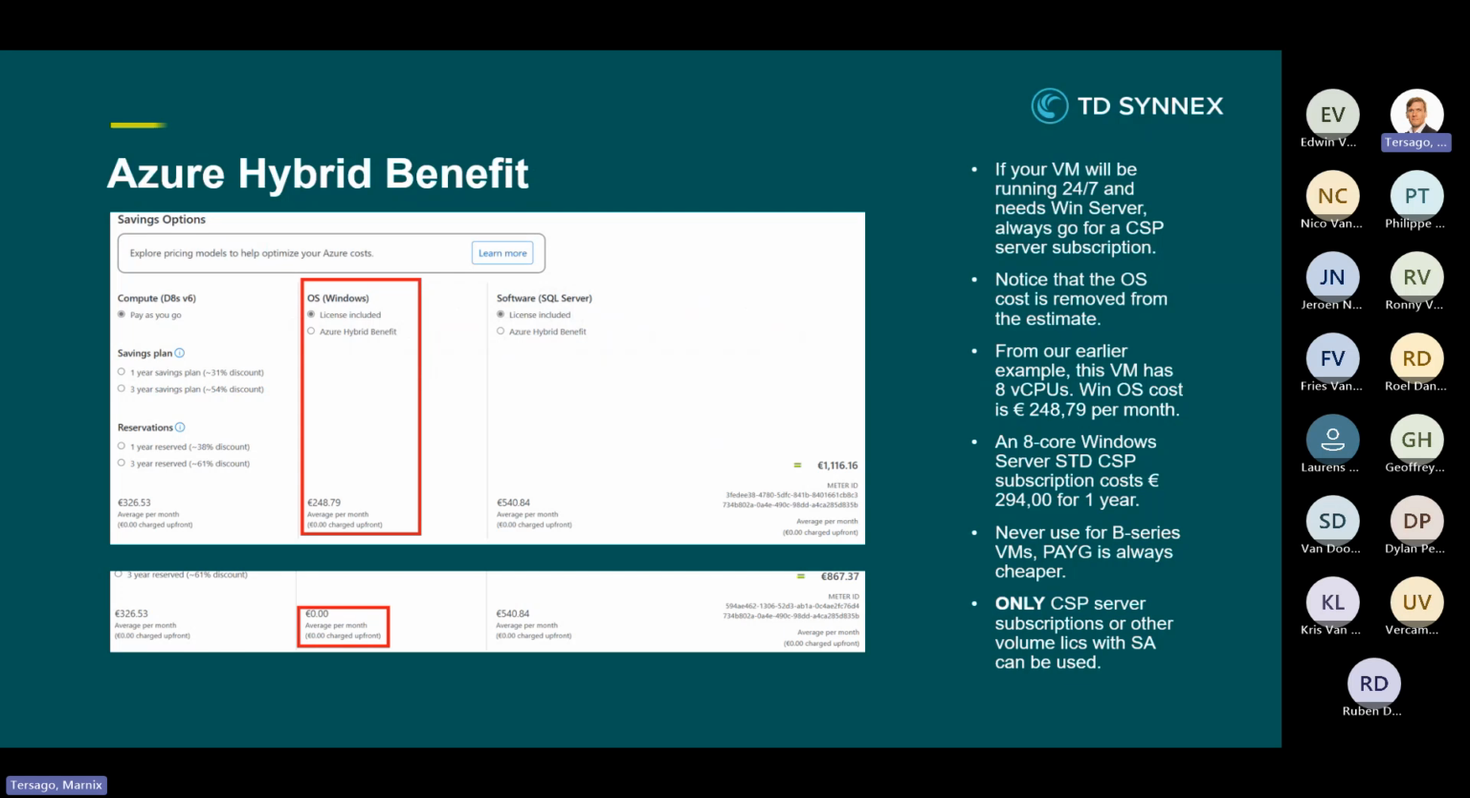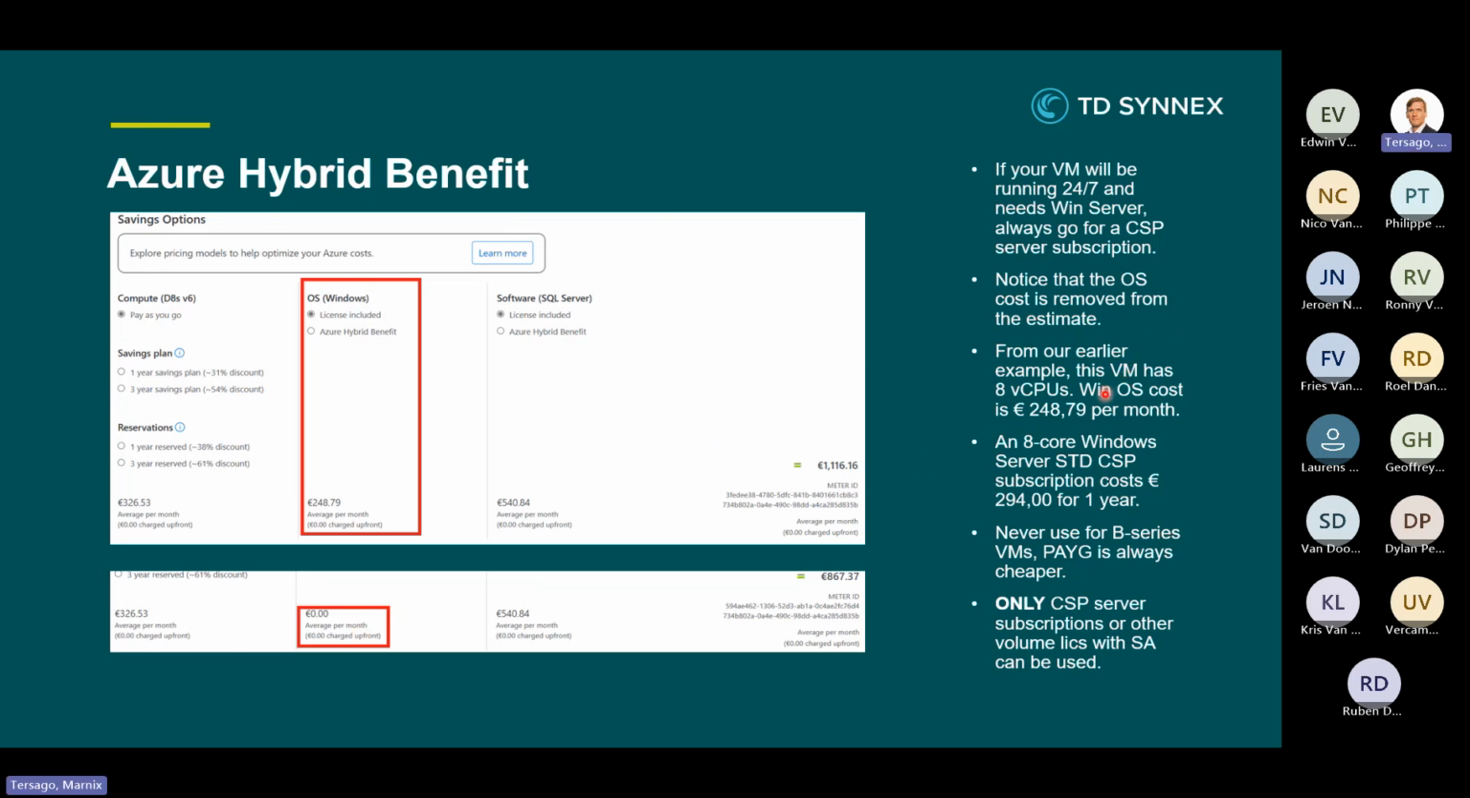Moving on to the next one, which is Azure Hybrid Benefit. If your VM will be running 24/7 and needs Windows Server, always go for a CSP server subscription. Notice, in contrast to when you click around in savings plans and reservations, that when you opt for Azure Hybrid Benefit, the cost here disappears. So this is something you need to keep in mind.